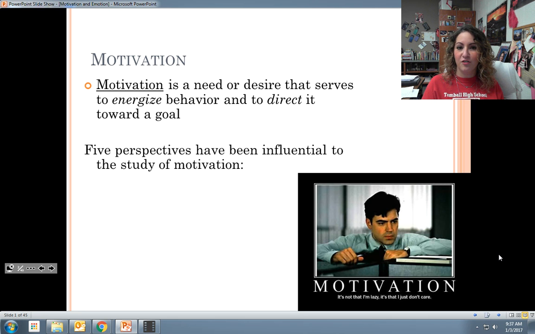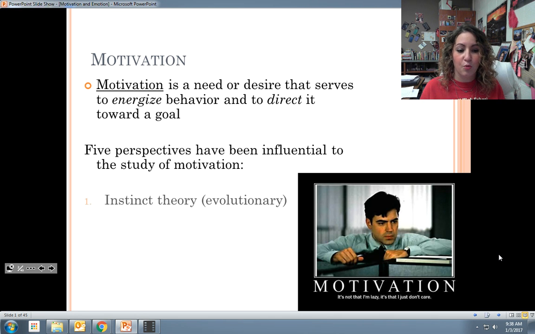Okay, so there are five perspectives of what motivates us, and you're going to find these in different goals. Some theories of motivation work better than others, but the AP test always tests you on the differences between these theories. So one theory of motivation, what motivates us, is our instincts.